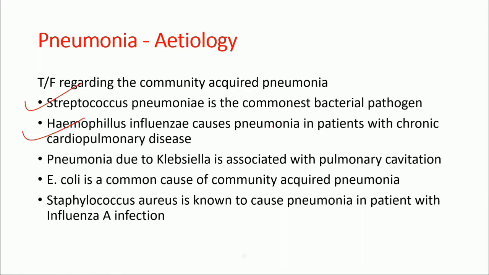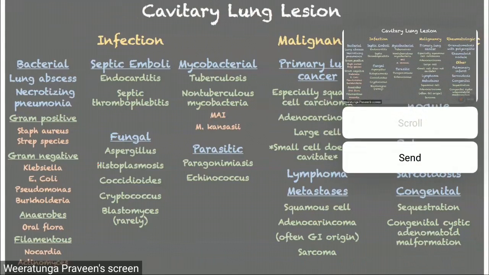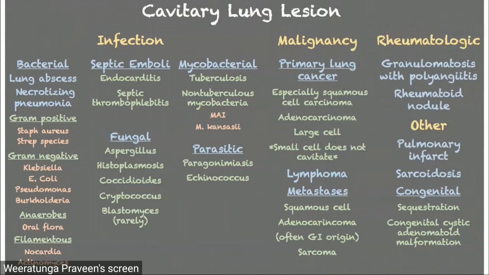Right. Pneumonia and Klebsiella is associated with pulmonary cavitation. Now, that's another important MCQ point. There are certain infections that can cause cavitating pneumonias. Of course, TB is at the top of the list, but there are certain other organisms that can cause cavitating pneumonia. Now, in one of these slides, I'm sure I have given you a list of all the causes of cavitating lung lesions, right? But I want you to particularly remember these, right?